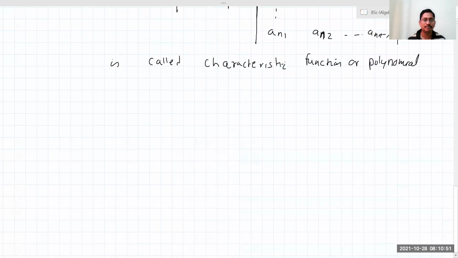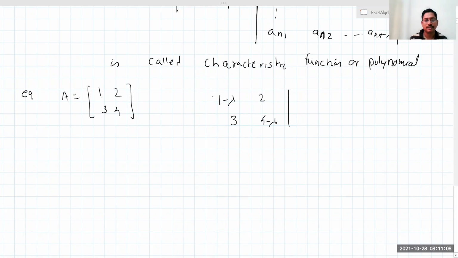For example, let us take a 2x2 example. Its characteristic matrix is 1 minus lambda, 2, 3, 4 minus lambda. So this is your characteristic function and it is denoted by phi of lambda, or a polynomial in terms of lambda. So just solve the determinant: 1 minus lambda, 4 minus lambda, minus 6.